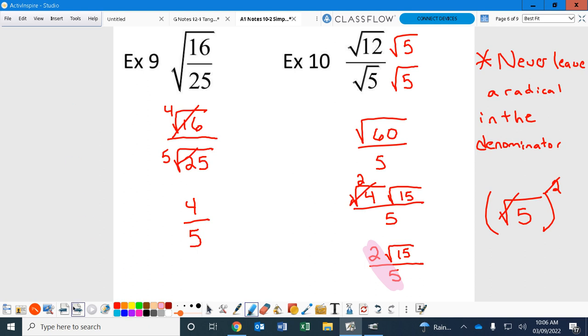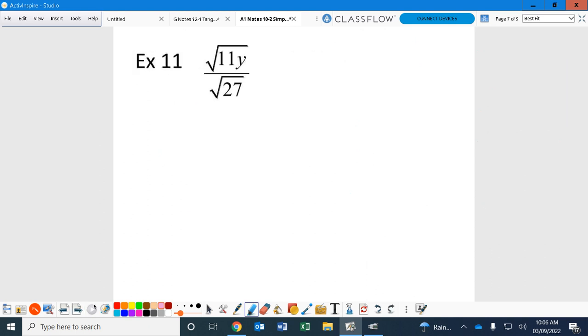Okay, guys, questions before we do the next couple? Okay, here we go. So I can't leave the square root of 27 on the bottom, so I've got to multiply top and bottom by the square root of what? 27, exactly. I've got to multiply by exactly what's on the bottom. Grab your calculators. This is not going to be a small number. I have no idea what that is when you multiply. What's 11 times 27, guys?